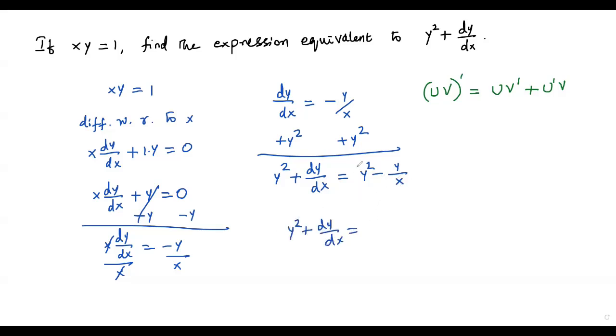Okay, now I have to simplify: I have to subtract y over x from y square. Let's imagine this is an integer and this is a fraction. Whenever I do subtraction between an integer and a fraction, I have to multiply the integer part by the denominator of the fraction. Once I'm done with this multiplication, I can take x as a common denominator. When I multiply y square by x, I'm getting x y square minus y. So now we can take this x as a common denominator. So this is an expression which is equivalent to y square plus dy over dx.